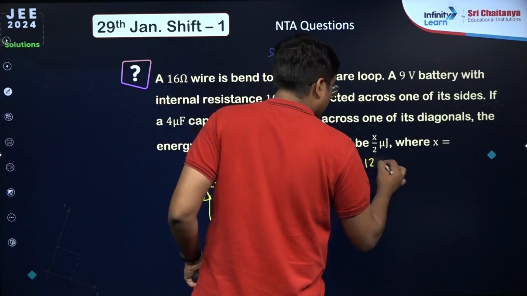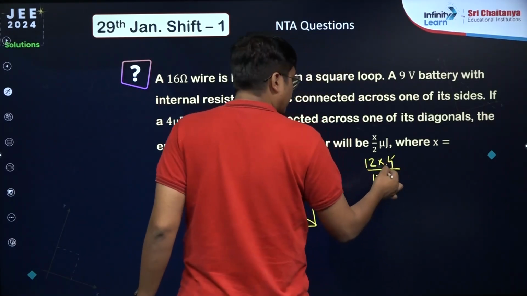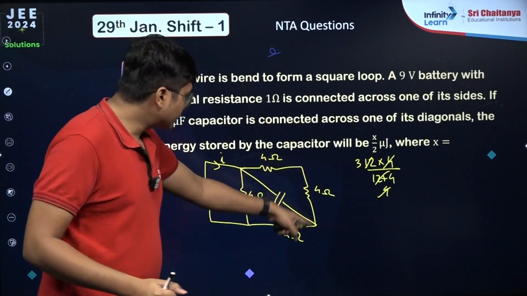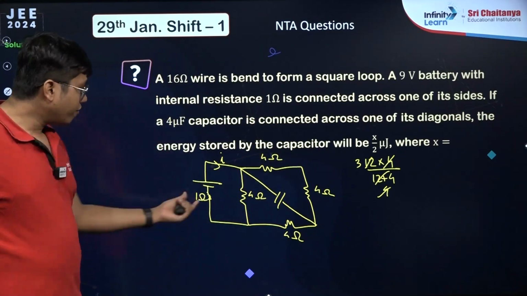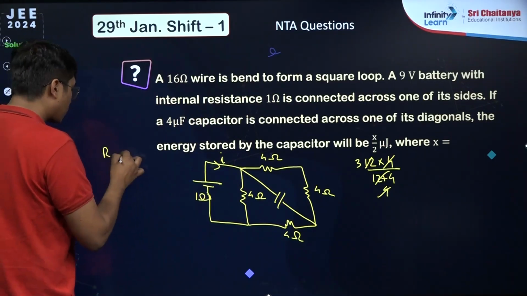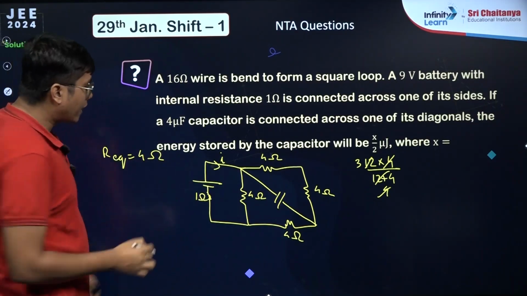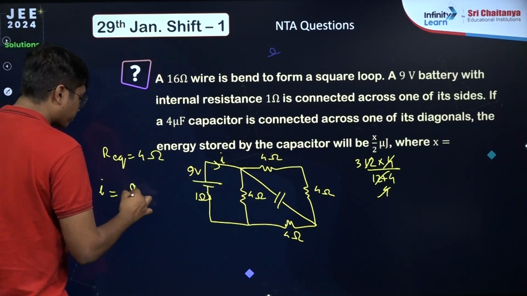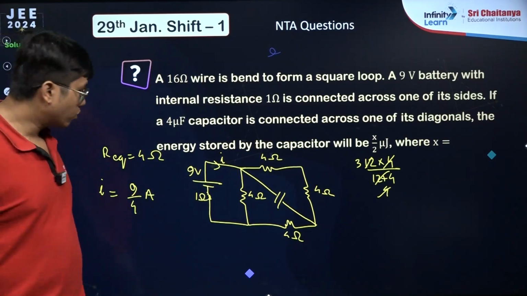So you have 12 into 4 by 12 plus 4. This is 16 over here. This will leave with a 4. This will give you a 3. So up top, this entire resistance is 3 ohms. Along with that, you have a 1 ohm in series. So the total equivalent resistance becomes 4 ohms. You have a cell of 9 volts. So the main current coming out is 9 by 4 amperes. That is the main current coming out.